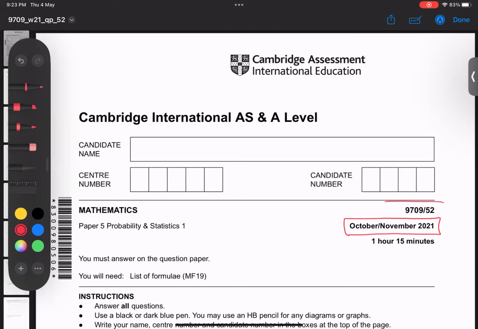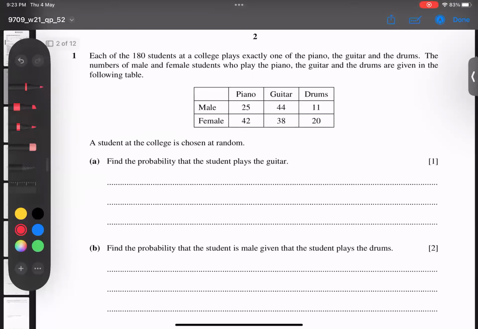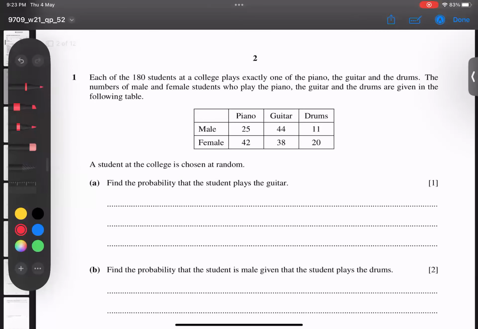October 2021, paper 52, paper 5, and the variant is the second. So let's start the question paper. Each of the 180 students at a college plays exactly one of the piano, guitar, or drum. The number of male and female students who play piano, guitar, or drums are given in the table.